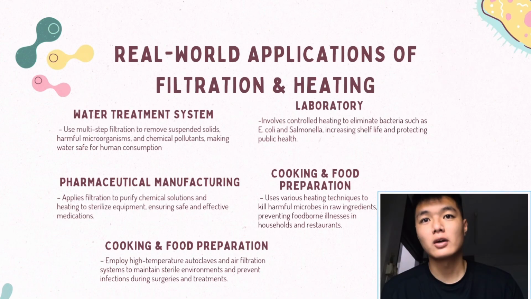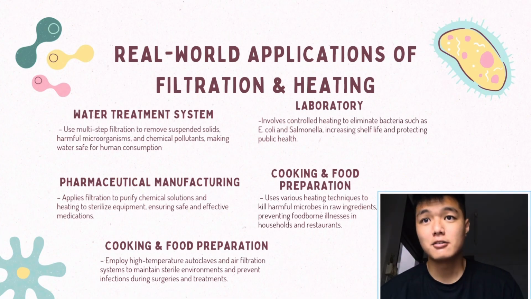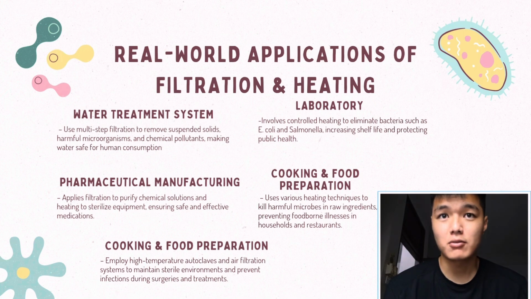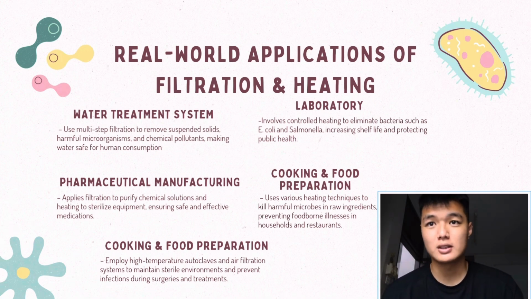Let's take a closer look at how filtration and heating are applied in the real world, beyond the laboratory setting. First is the water treatment system. This uses multi-step filtration to remove suspended solids, harmful organisms and chemical pollutants, making water safe for human consumption. Next is the milk pasteurization process.